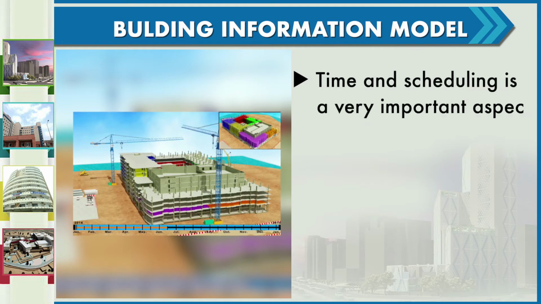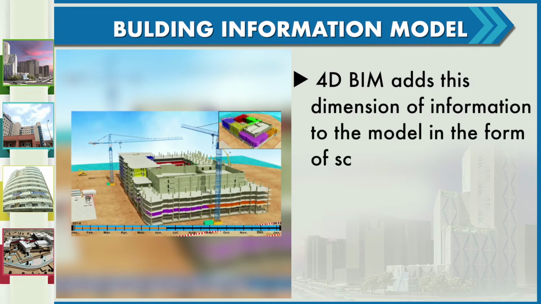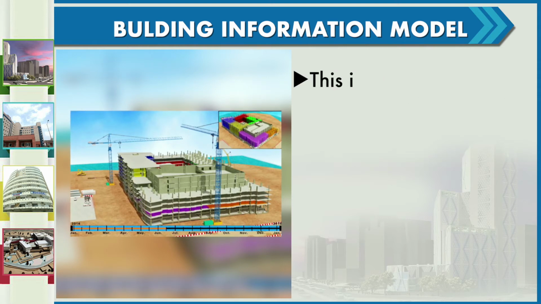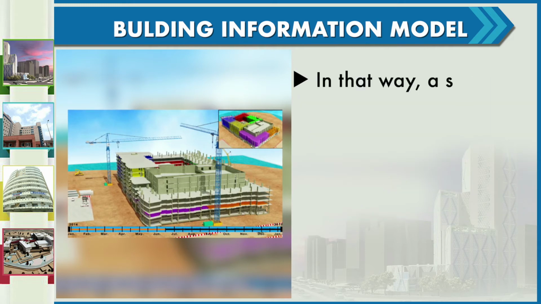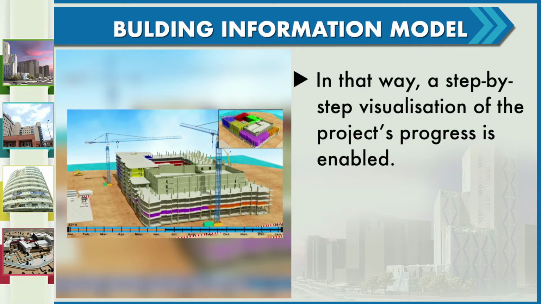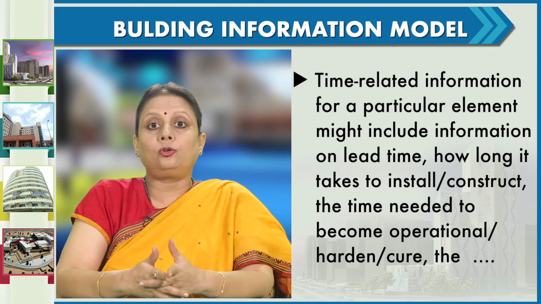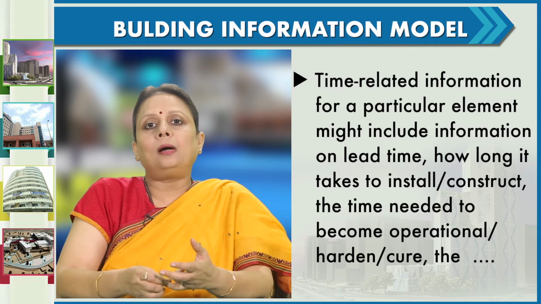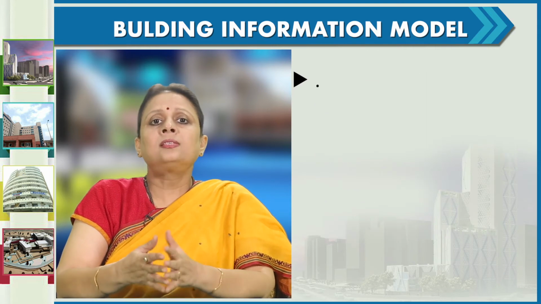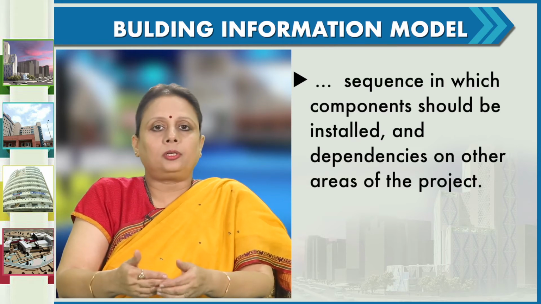Time and scheduling is a very important aspect which defines the success of a project. 4D BIM adds this dimension of information to the model in the form of scheduling data. This information is used to obtain accurate program information and visualizations showing how the project will develop sequentially. In that way, a step-by-step visualization of the project's progress is enabled. Time-related information for a particular element might include information on lead time, how long it takes to install and construct, the time needed to become operational, harden or cure, the sequence in which the components should be installed, and dependencies on other areas of the project.